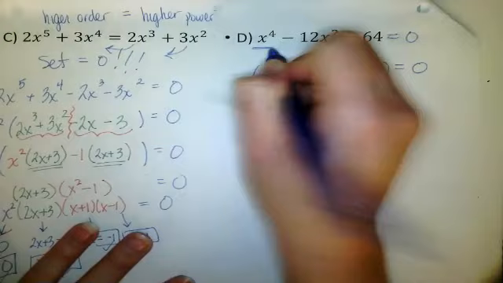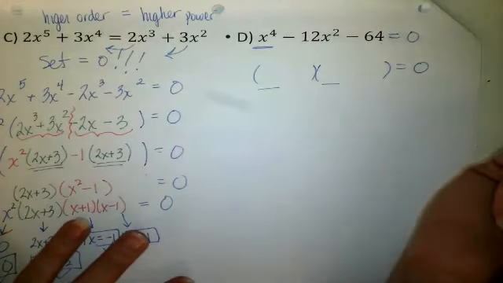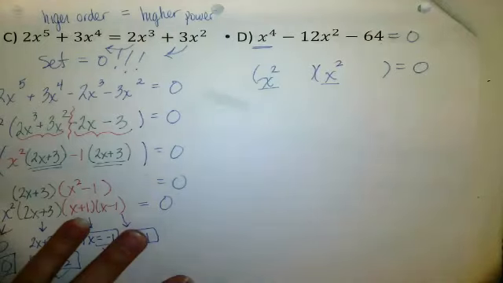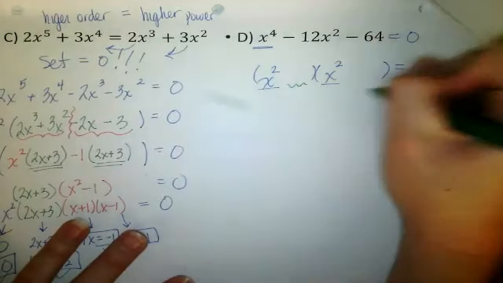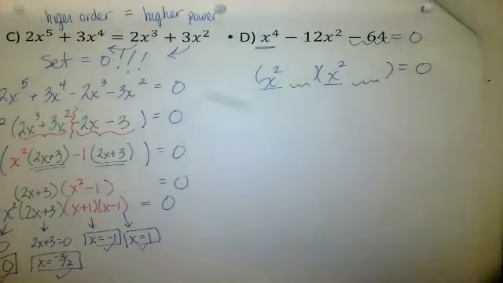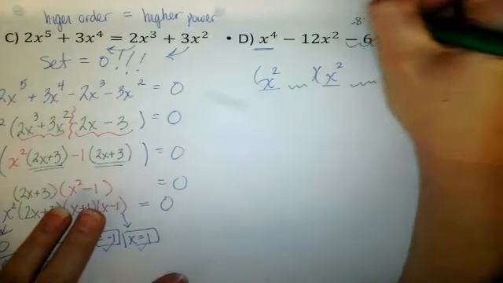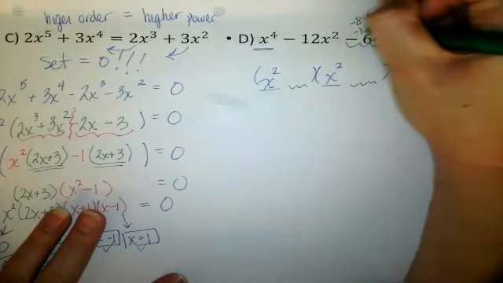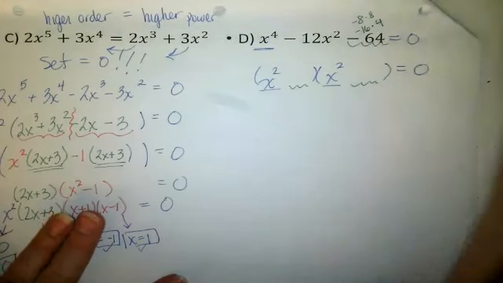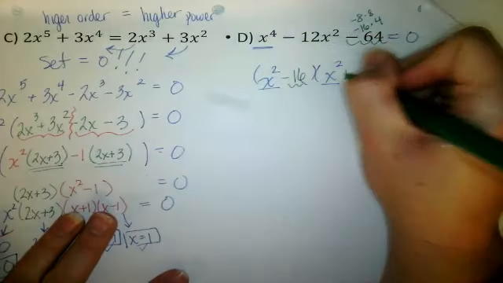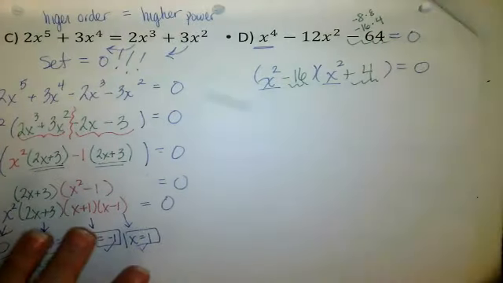First times first has to be x to the 4th. What times what is x to the 4th? X squared times x squared. And then last times last has to be -64. What times what is -64? -16 and +4. There we go. -16 and +4.